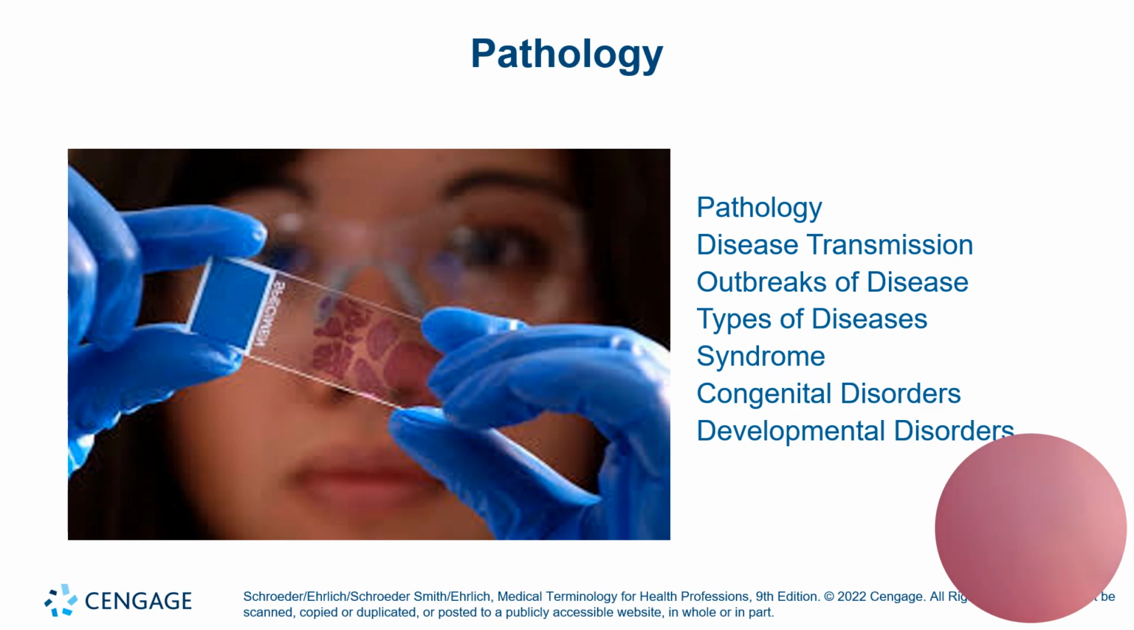Then we have congenital disorders, which are abnormal conditions that exist at the time of birth. Developmental disorders before birth are also known as birth defects. And this can be an anomaly or malformation. For example, we have the absence of a limb or the presence of an extra toe.